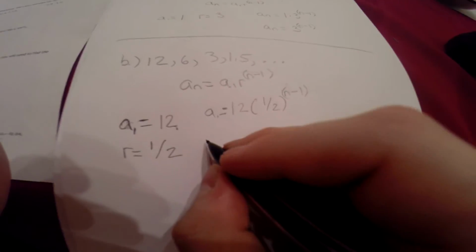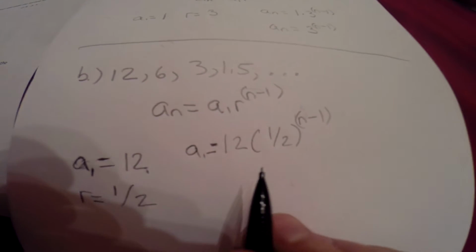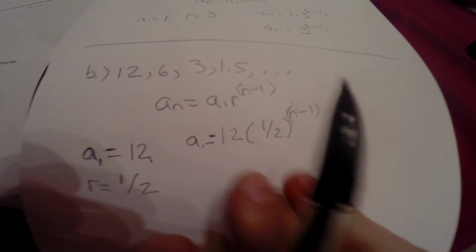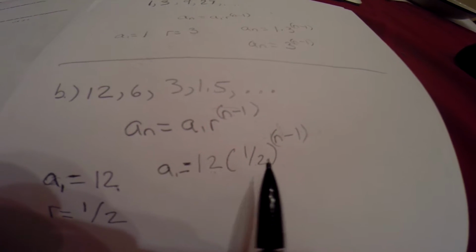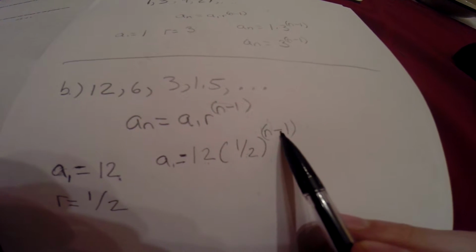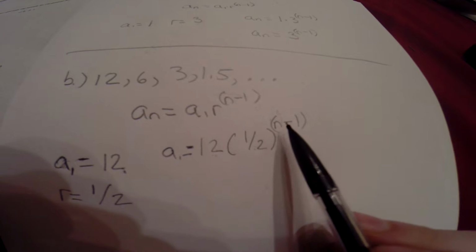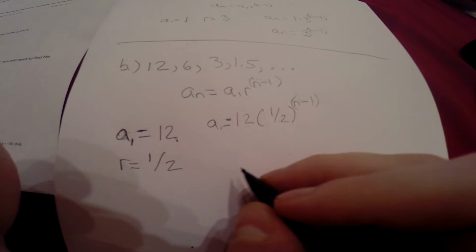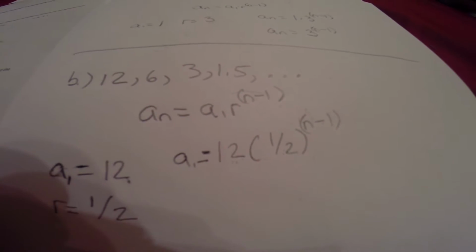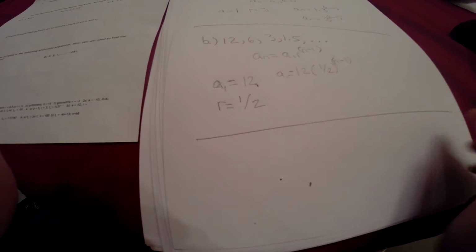And that's my equation. I want to stress here that 12 times 1/2 I know is 6, but you cannot multiply these together. Remember, order of operations says that you have to do exponents first, then multiply. Since I don't know what this is, I can't do anything. So there's my equation. All right, let's do C.